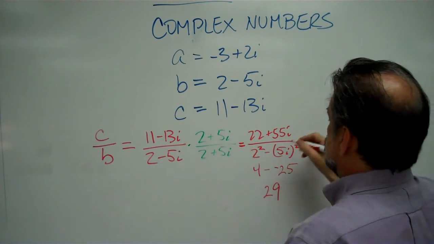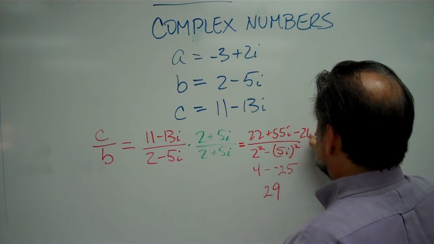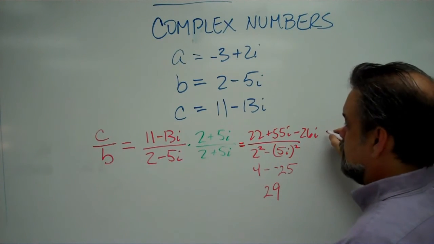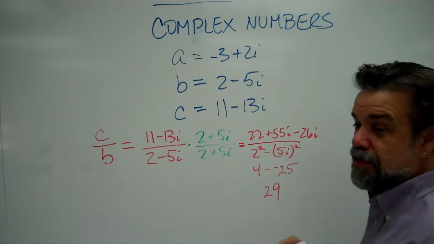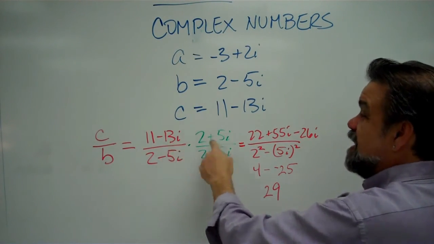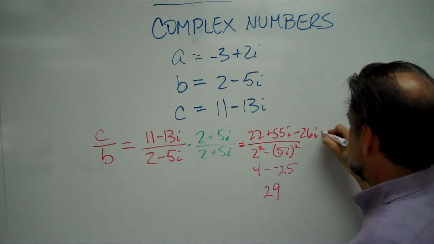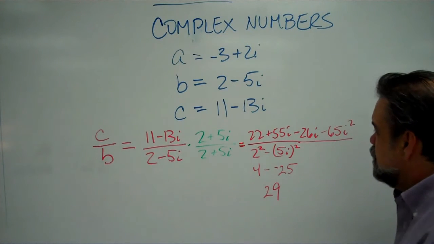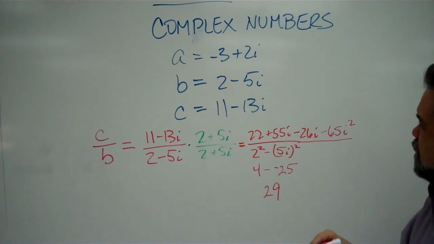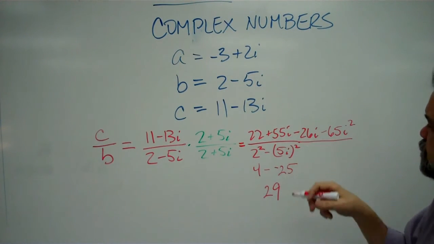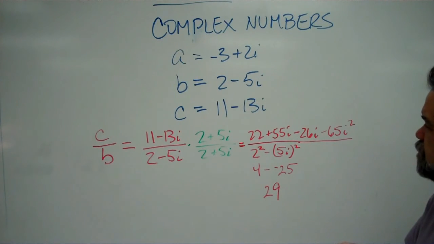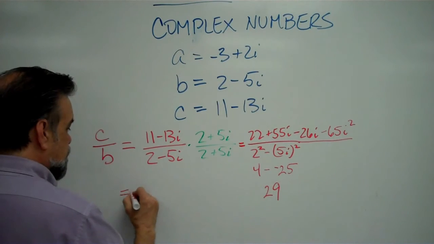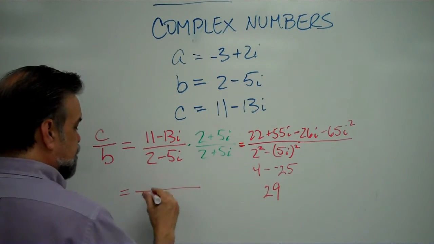Negative 13i times 2 is minus 26i. And negative 13i times 5i is negative 65i squared, okay? So what does that give us? Well, 55i minus 26i, I believe that is 29i. So this is going to be over 29.